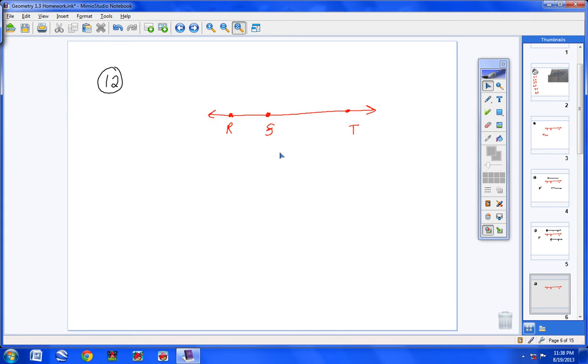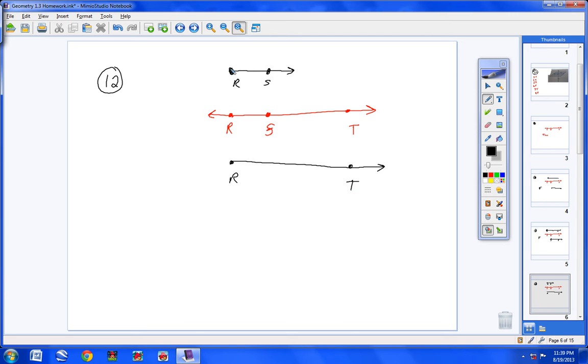All right, let's take a look at number 12. Number 12 says, now this one's going to be interesting. Please watch this. This is really, really good. Watch number 12. It says Ray RS. So here's Ray RS. Is the same as Ray RT. RT. Yes, that's true.